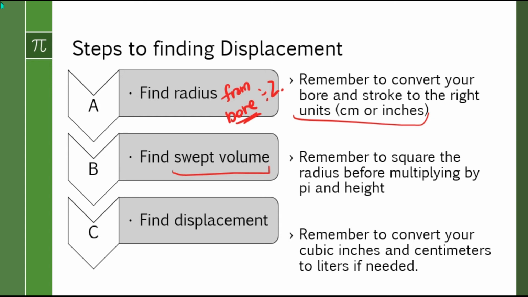Take your swept volume, you're going to multiply it by the number of cylinders in the engine to find the displacement. Now, you might be in cubic inches, you might be in cubic centimeters. It depends on what the question is asking. If they don't ask you for liters or a specific unit, you can leave it in whatever you found it as. But if you need to change it to liters, remember to do that conversion at the end for full marks. Moving on.